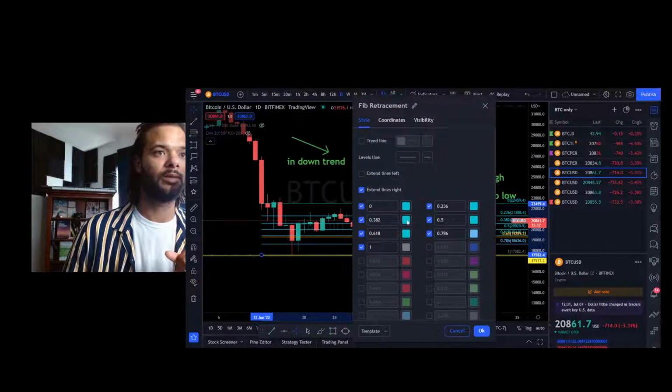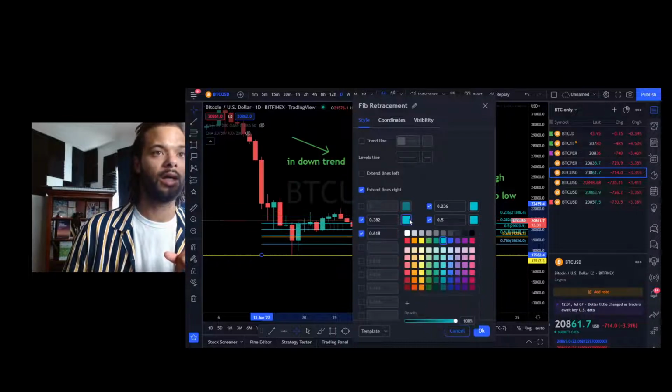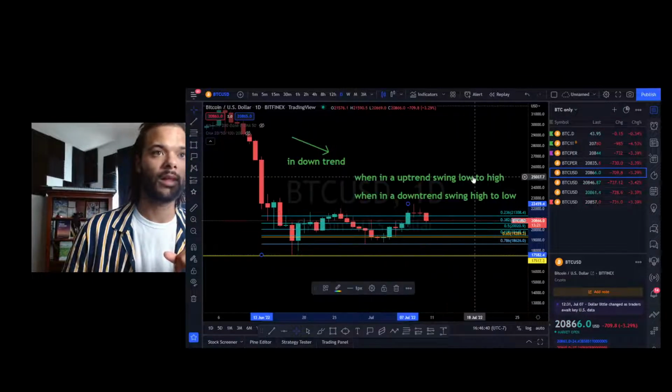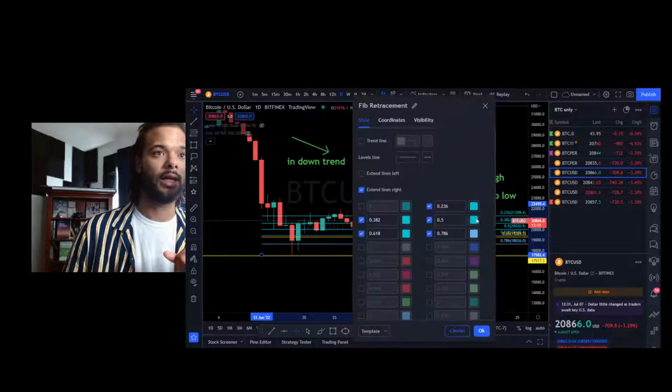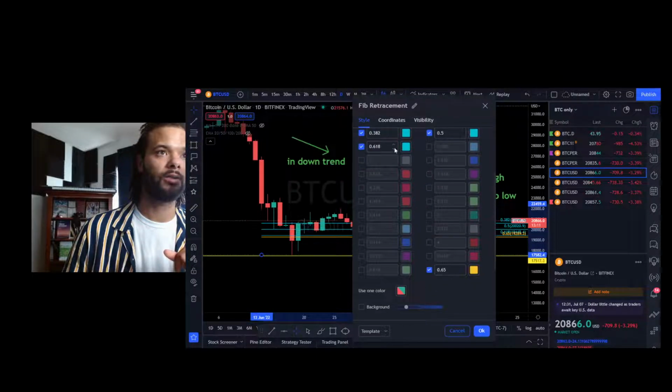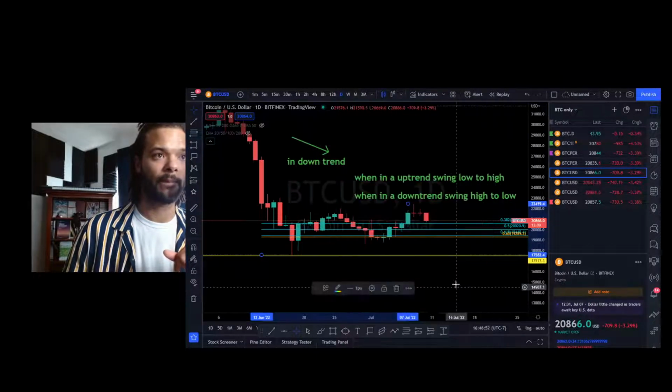You can change your lines to be whatever color. So I don't use the 0 typically, and I don't use the 1 as much. So let's just go ahead and throw this on and throw it to whatever color we want here. We'll just make it this color. Actually, I don't like that color. We'll just keep the color it is. Okay, and now we're going to take off everything but the 0.382, the 0.5, and the 0.618. So there's 3 lines, and then right under the 0.618 is the 0.65.